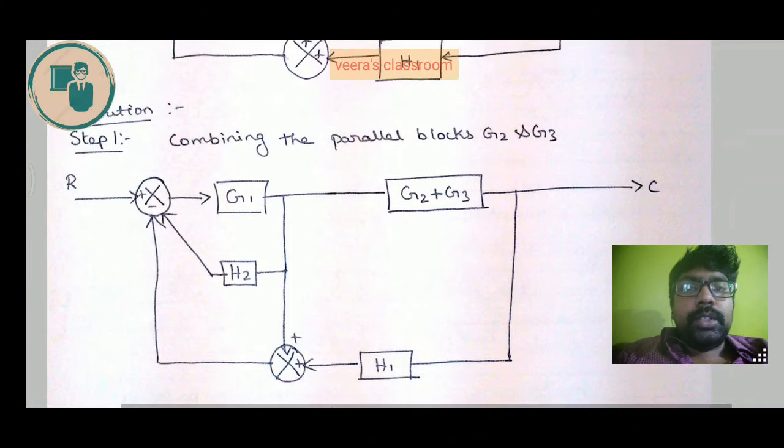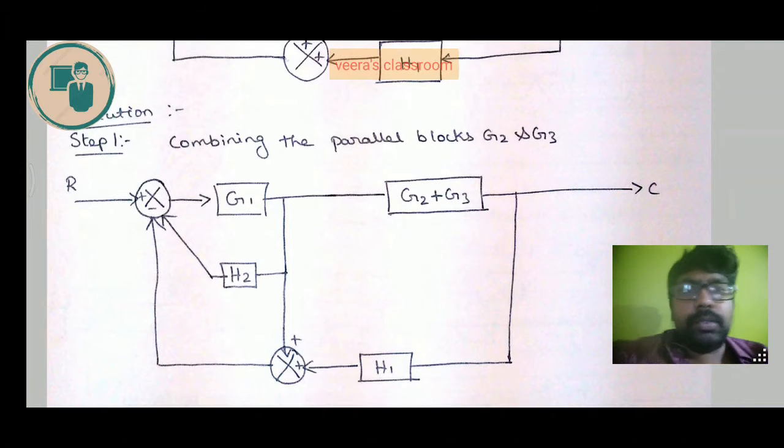Now what is the next step? We will check again whether there is any other parallel or series. If there is no parallel or series, we will look for a feedback loop. If there is a feedback loop present, we will try to simplify that feedback loop. Here we have two feedback components, H1 and H2. Since we have two feedback components, we will start with the smaller feedback loop.